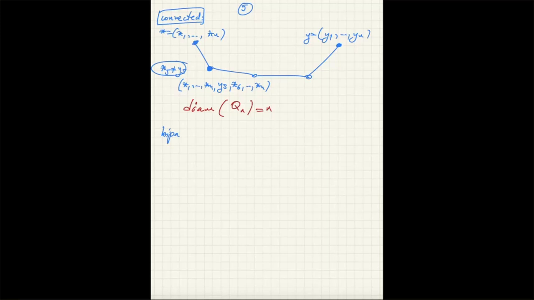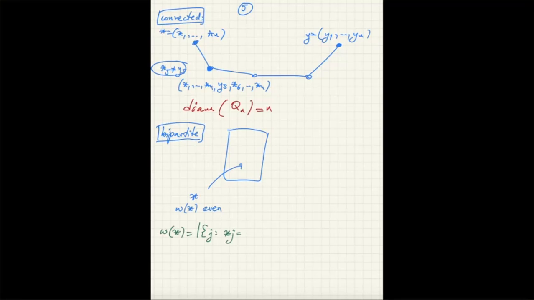To prove that it's bipartite, you have to partition the vertex set of this graph into two independent sets. And here the partition is the following. You put into one part the vertices x whose weight of x is even, where the weight of x is the number of j's such that xj equals 1. So 0, 0, 0 is there. Everything that has two ones, everything that has four ones, and so on.